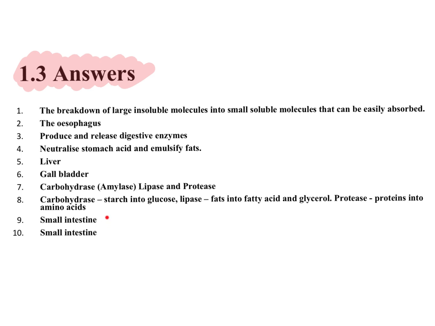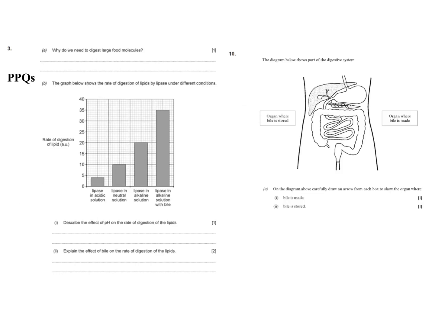For the last 2 questions, so 9 and 10, okay, absorption of nutrients takes place in the small intestine, and where is digestion completed? Digestion is completed in the small intestine. Okay, so on to some past paper questions about digestion. Pause the video, have a go at these, and then we'll go through the answers.